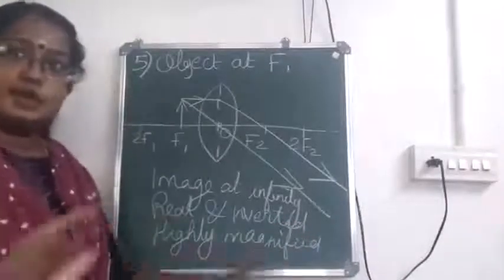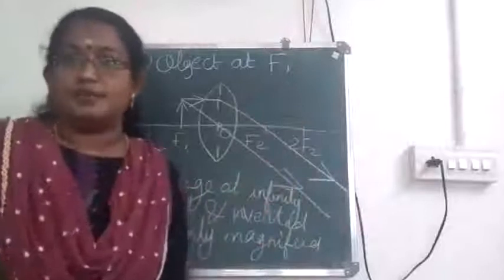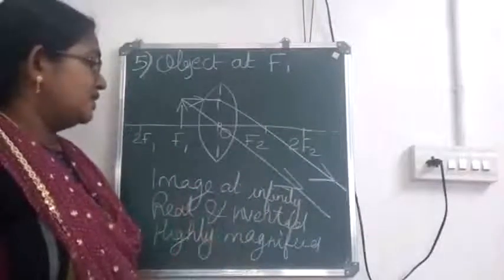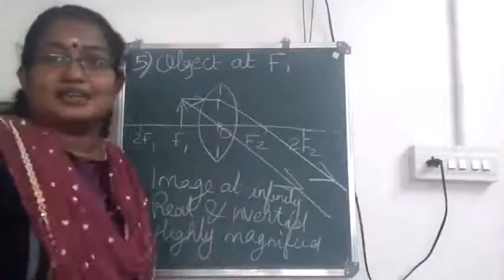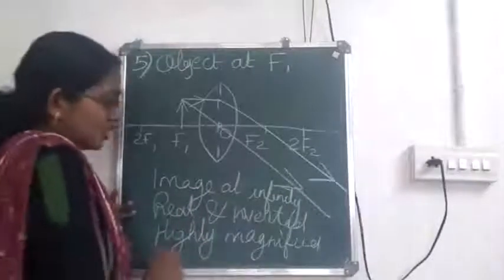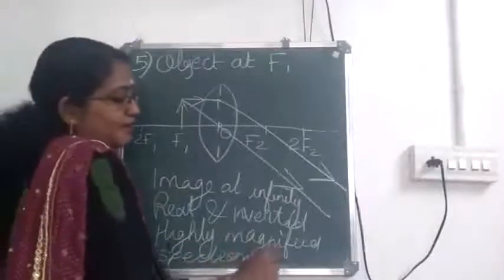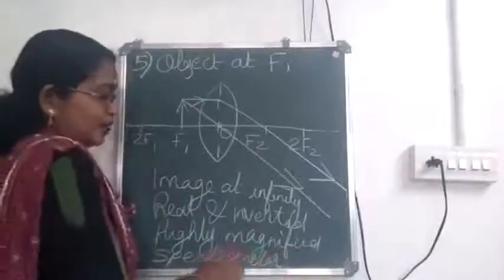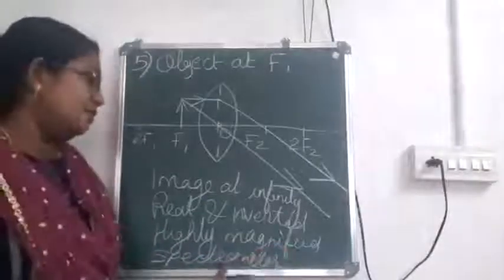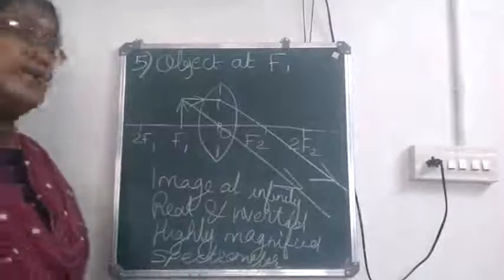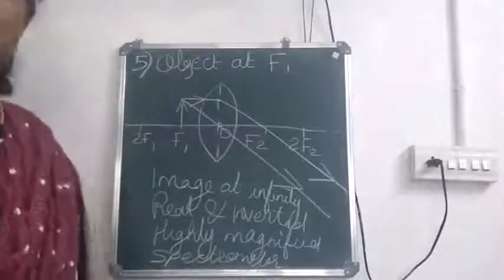Parallel rays, image at infinity. So is it clear? Image at infinity, real and inverted, highly magnified. And this is actually used in a spectrometer. Spectrometer is used in order to study about the spectrum. So we'll be using this type of image formation in a spectrometer.